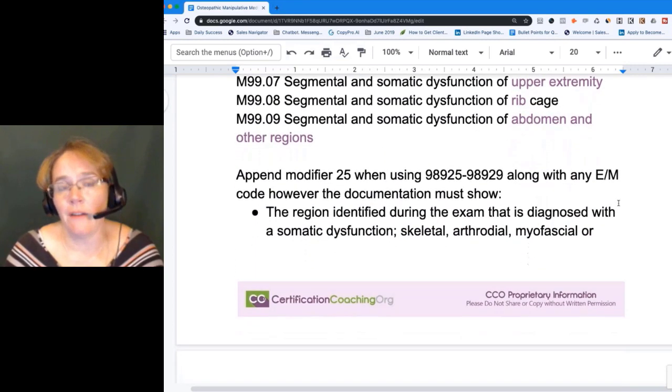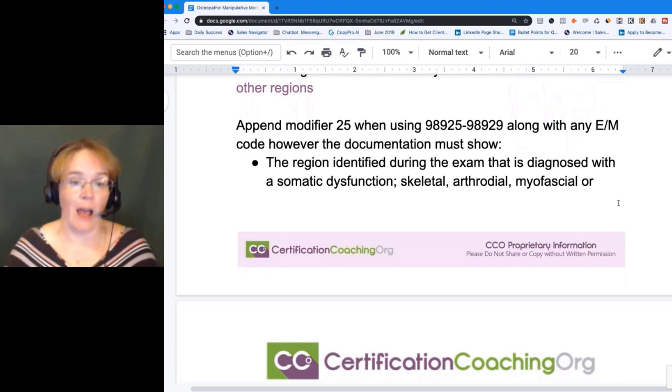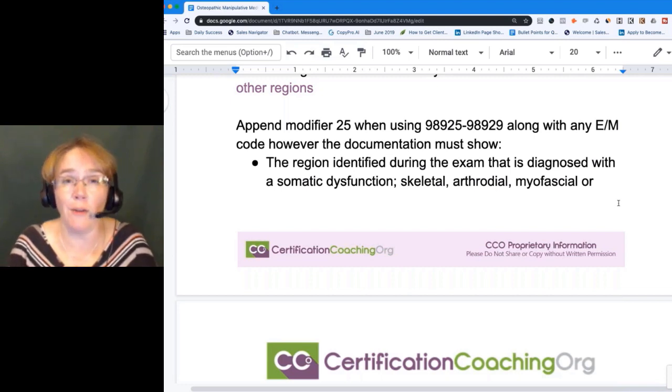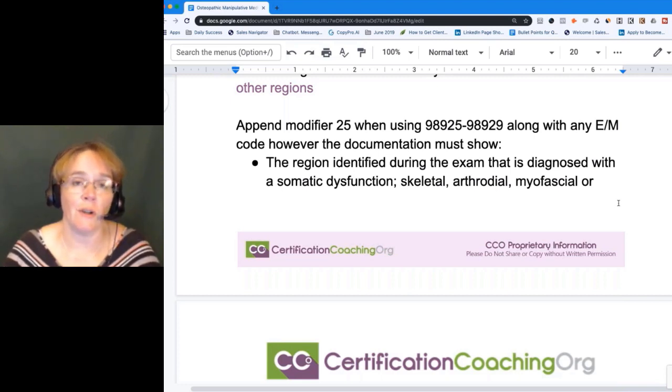So you would append the modifier 25 onto the E&M. You only put the 25 on an E&M, of course, if you're going to bill that in conjunction with one of these 98925 through 98929 codes. But your documentation, this is why it's so important. Remember, Alicia was talking about home health, which had a lot of those things coming back from fraud and abuse. They're really looking at these codes too, because they need the documentation to prove that you did that evaluation and management and now you're doing something else.